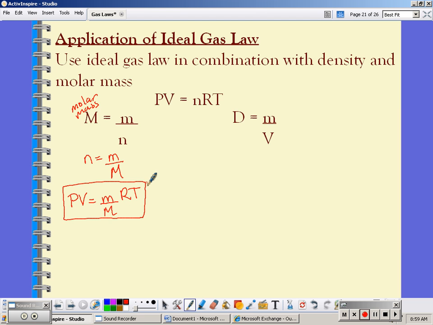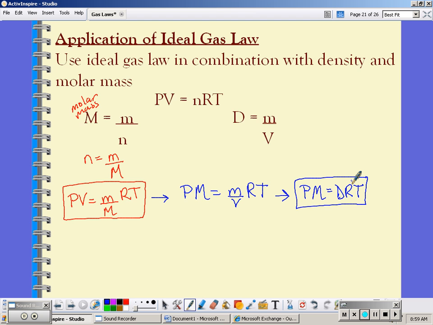Density has the mass and volume. So if I take this equation and rearrange it so that I have mass over volume, I would have pressure times molar mass equals mass over volume times RT. And then I can make my substitution for density. So PM equals DRT.